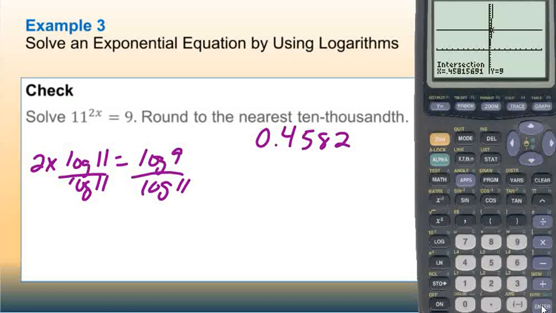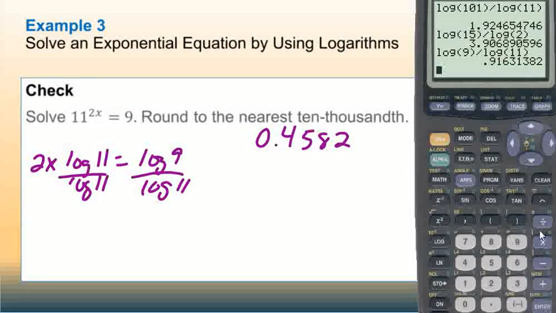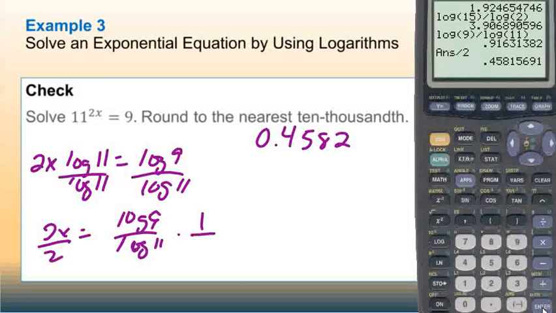So now on my calculator, if I did log of 9 divided by log of 11, and then I have to divide that by 2, you would get your same answer, equaling log of 9 over log of 11. Divide this by 2, which means I'm multiplying by 1/2. We get 0.4582. Either way, you can still get that same answer.